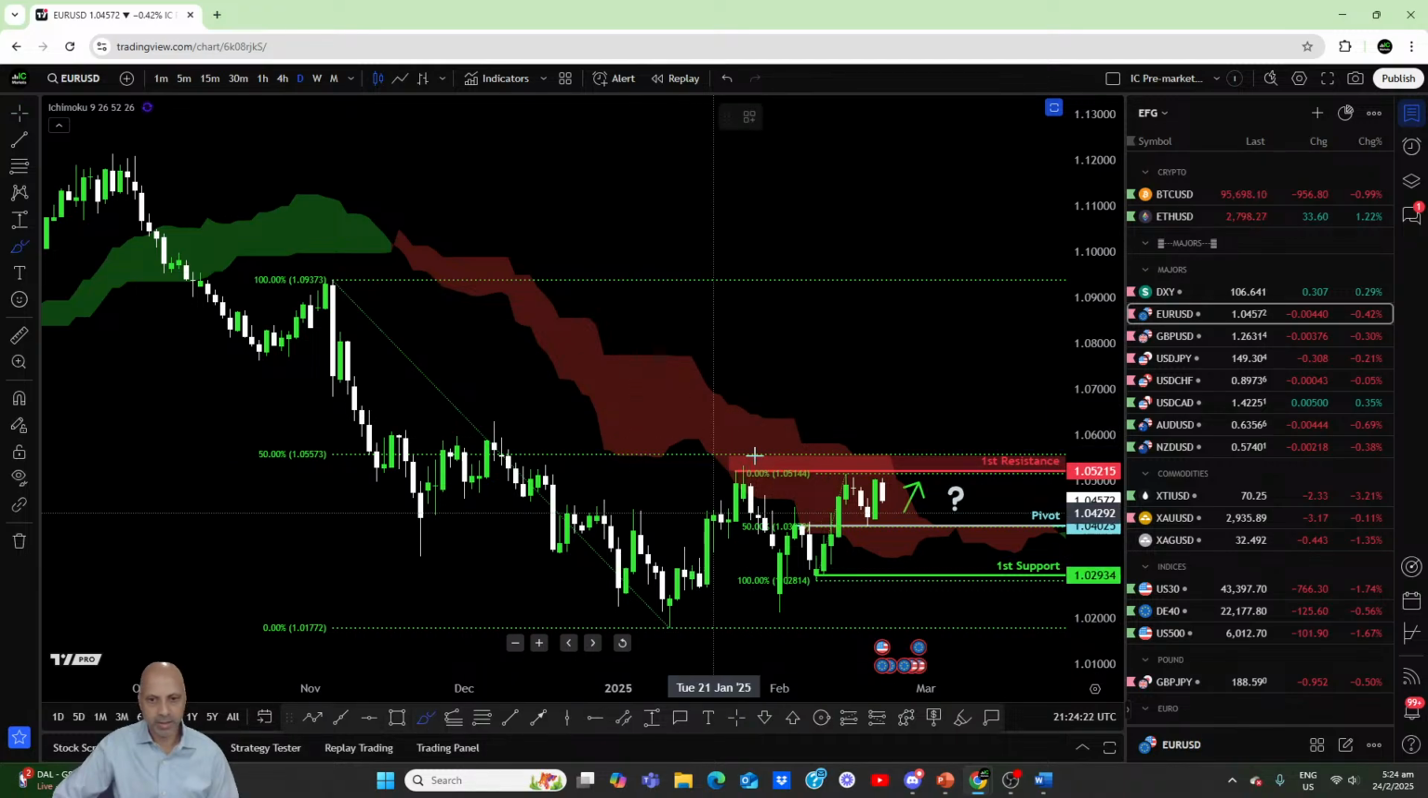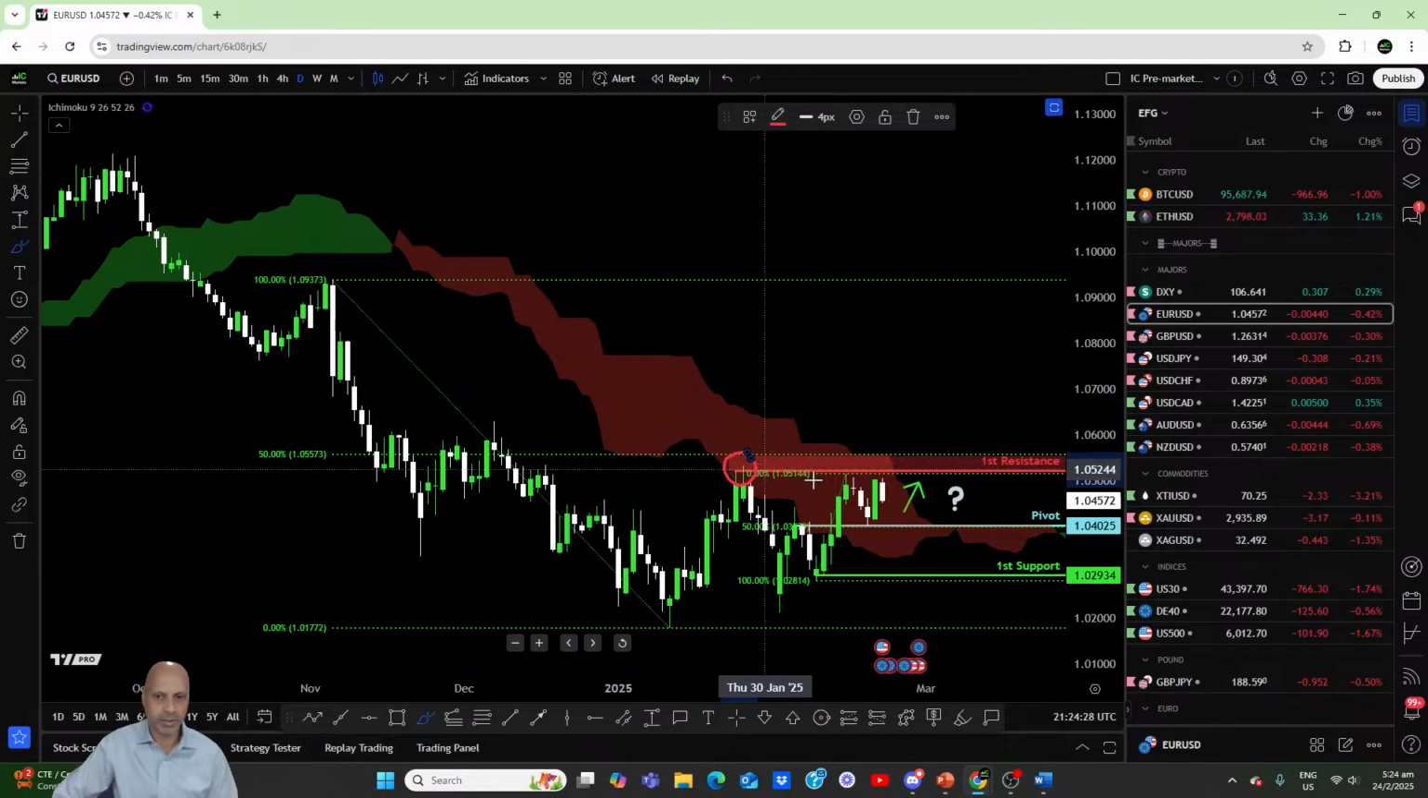We can see that the euro has failed to break above this level a couple of times. We can see very clearly on 27th of January, then we see it failing once more on 14th of February, and last week as well we can see that it came pretty close to this barrier before fizzling out. So this is almost like a multi-swing high resistance at 1.0520, which we have identified as the first resistance.